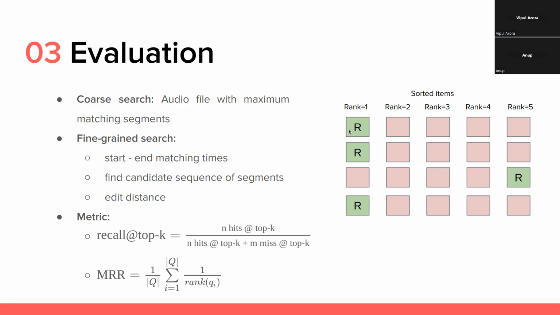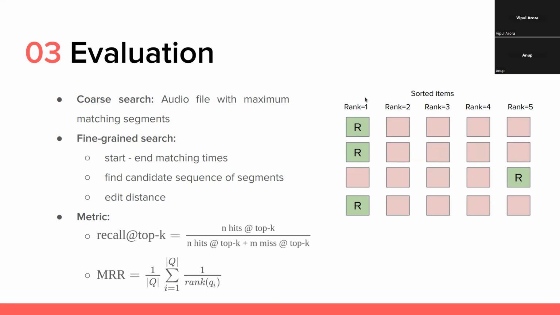So these are some blocks which are green colored and marked with R. That means these are the desired results that you want to have. Recall rate, as I said, means how often you have found your desired or relevant result in the top K rank. Suppose you want to find the recall at top 1, and if you consider this example, the recall rate would be 3/4, because you have found the relevant ones in 3 cases out of 4.